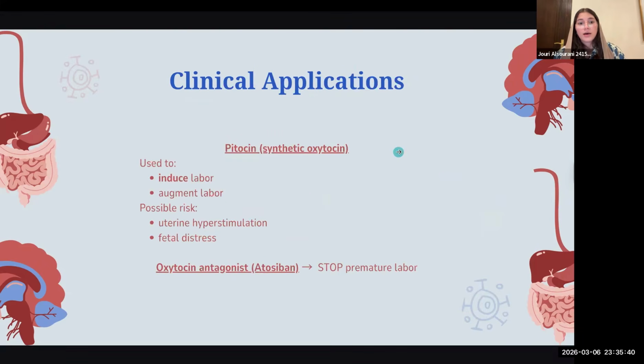For the clinical applications, there's honestly not much to it, but we can give synthetic oxytocin. It's called Pitocin. I'm not sure if you need to know this, but try to know it just in case. In patients who are unable to have proper labor, it can induce the labor. If it's delayed, it can induce or augment it. But there is a risk of uterine hyperstimulation or distress of the fetus. Also, we have an oxytocin antagonist called atosiban. Basically, this will stop premature labor from occurring if it is at risk.